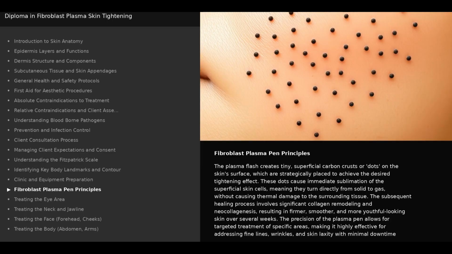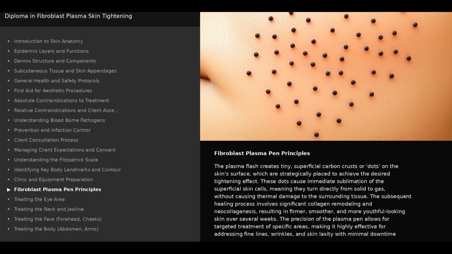Understanding this mechanism is key to appreciating the efficacy and safety of the treatment. The plasma flash creates tiny, superficial carbon crusts or dots on the skin's surface, which are strategically placed to achieve the desired tightening effect. These dots cause immediate sublimation of the superficial skin cells, meaning they turn directly from solid to gas, without causing thermal damage to the surrounding tissue.